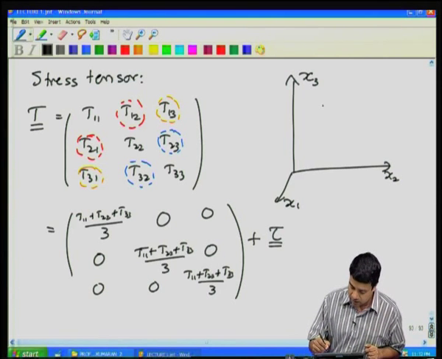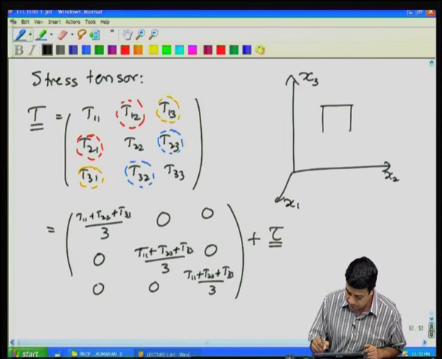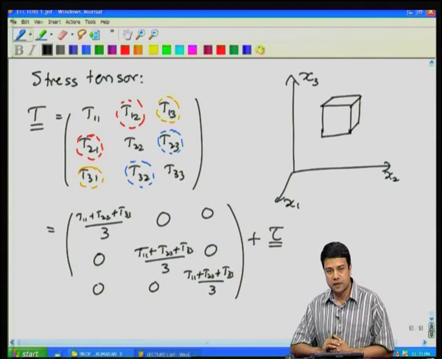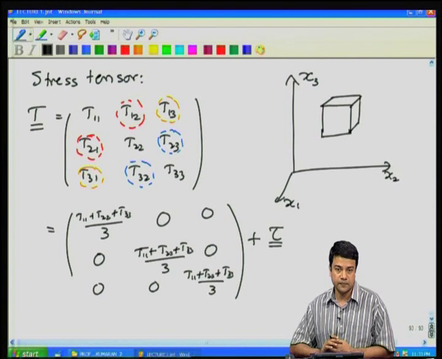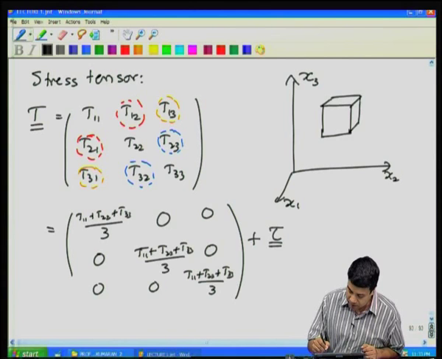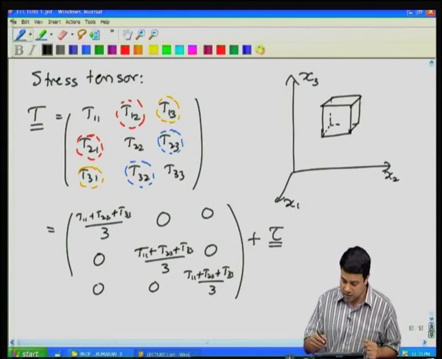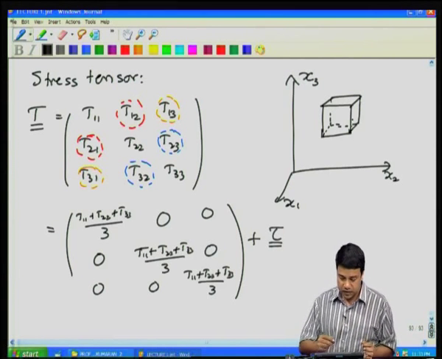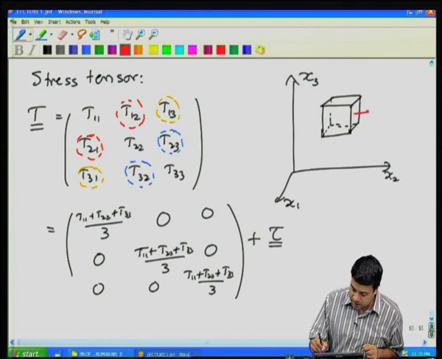Okay. If I have a differential volume here, the isotropic part is the sum of the diagonal elements. T11 is the force per unit area in the x1 direction acting at a surface whose unit normal is in the x1 direction. T22 is the force per unit area in the x2 direction acting at a surface whose unit normal is in the x2 direction. Similarly, for T33. That means that these represent the component of the force which acts in the same direction as the local unit normal. Okay. So, these are forces that are acting along the same direction as the unit normals.